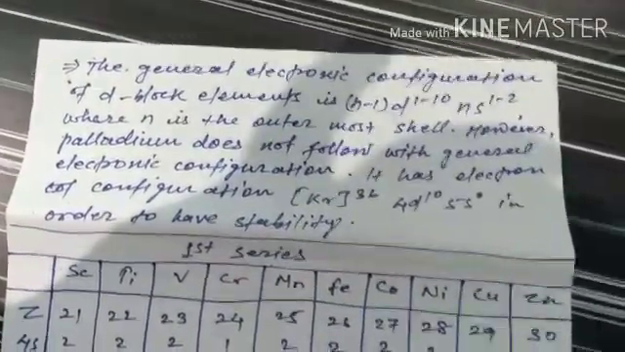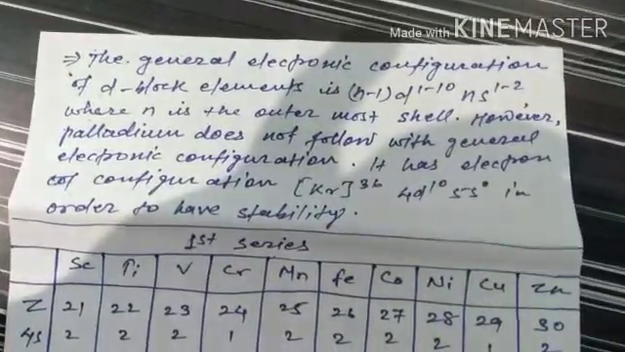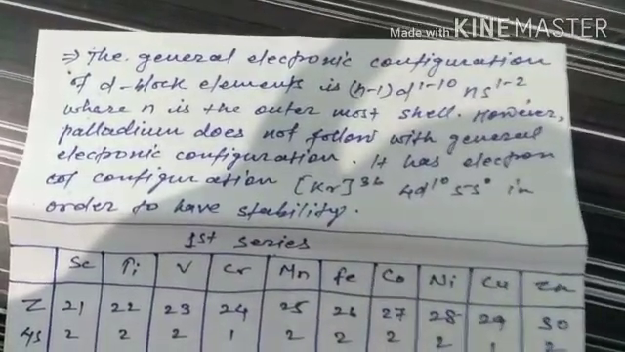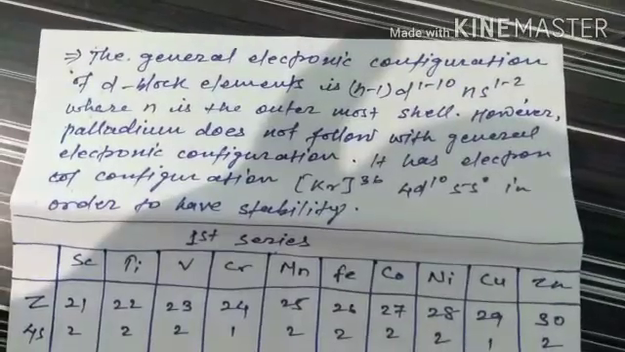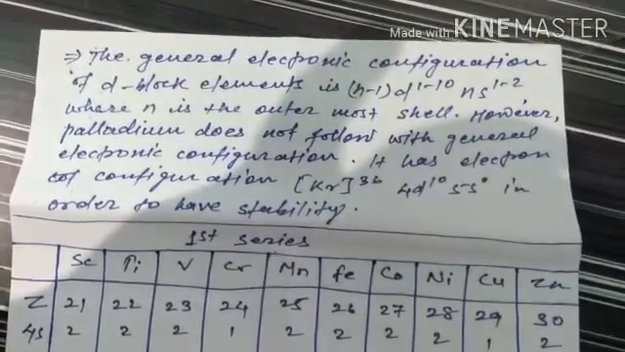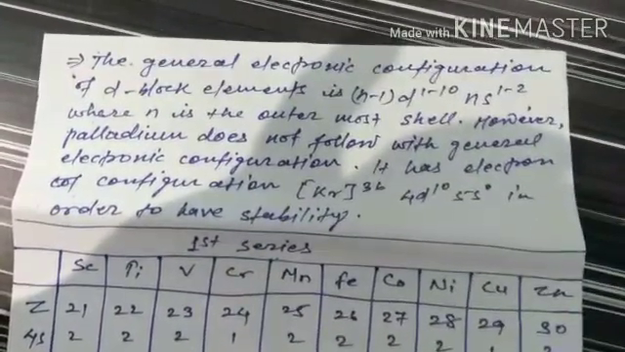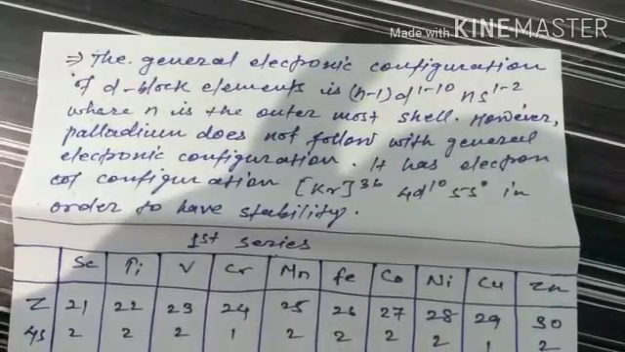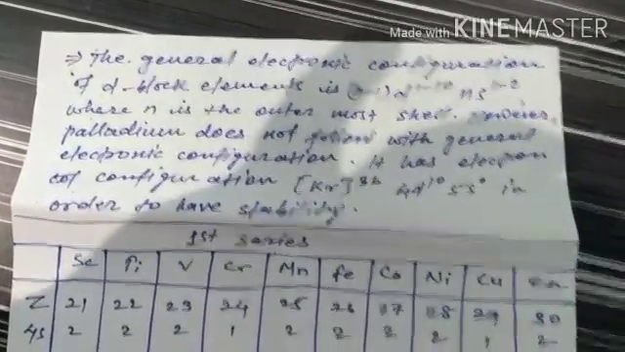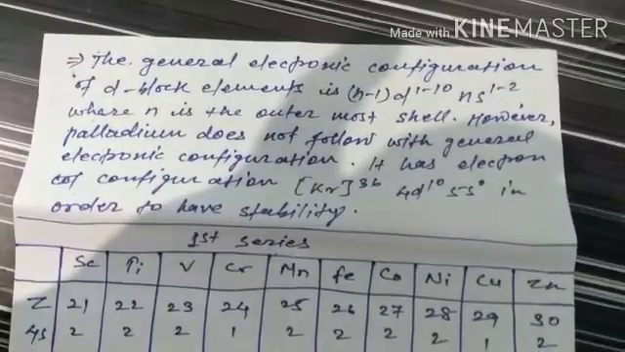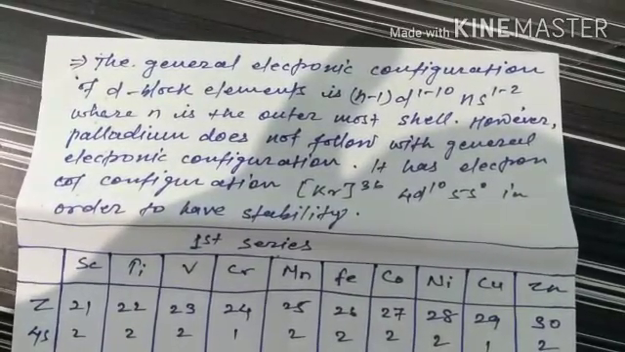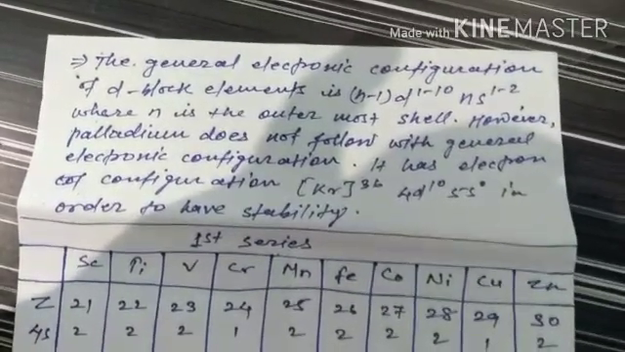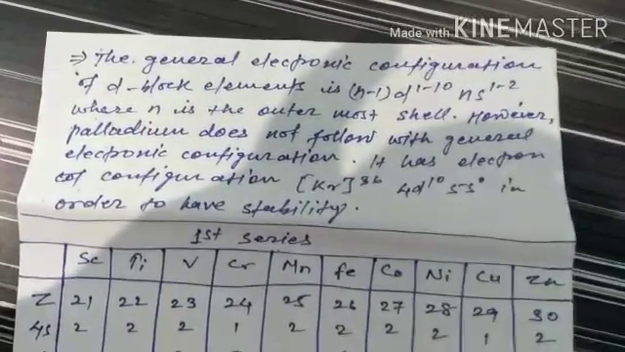So dear students, it is very important to learn the outermost electronic configuration, or you can say the general electronic configuration, of d block elements, which is (n-1)d 1 to 10 ns 1 to 2, where n is the outermost shell.